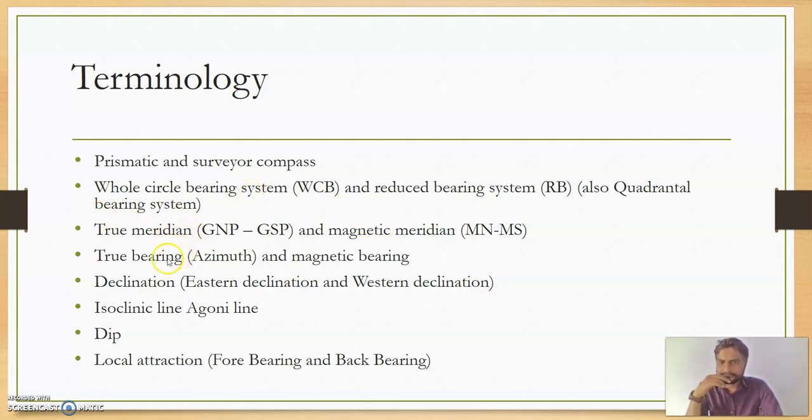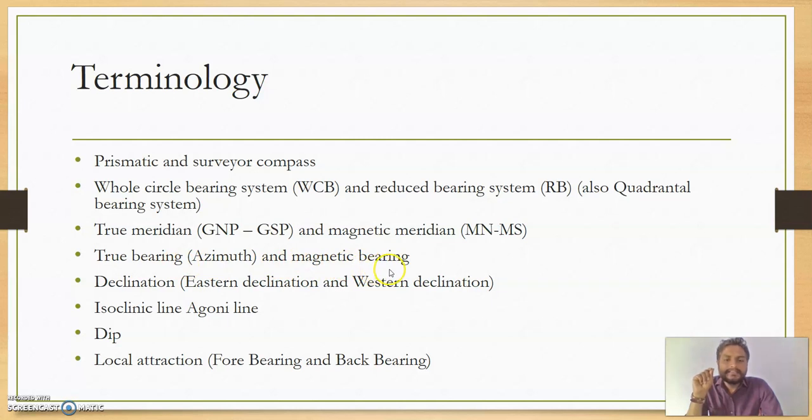Meridian means axis. Next, true bearing and magnetic bearing. Bearing is nothing but angle. The angle between the survey line and the true meridian is known as true bearing. So true bearing is the horizontal angle between survey line and true meridian. True meridian passes through GNP and GSP, that is the north pole and south pole of the earth. So true bearing is the angle between survey line and true meridian.